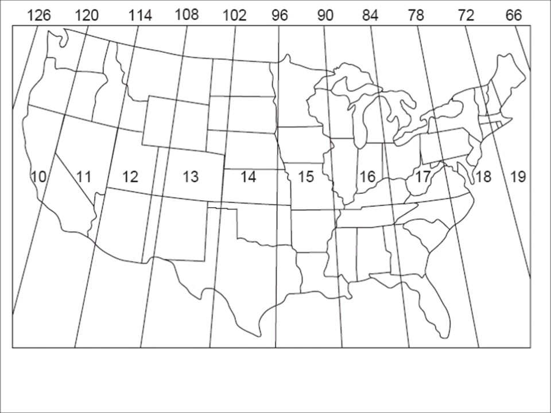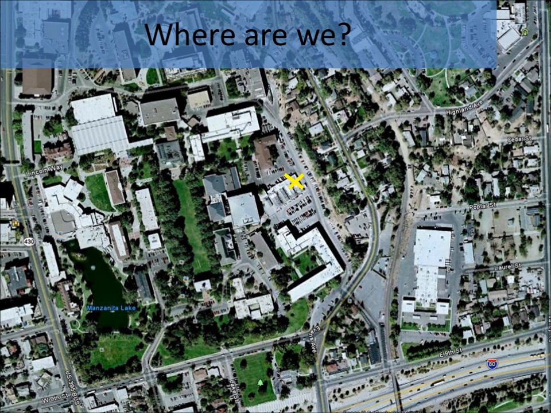Let's look more carefully at the portion that covers the western United States. You can see that we are in Zone 11, which spans the longitudes of negative 120 to negative 114 degrees. So let's see where we are. This is a Google Earth image of the University of Nevada campus. The X is approximately where the Davidson Math Science Building is, where we are right now. I've put an X there.